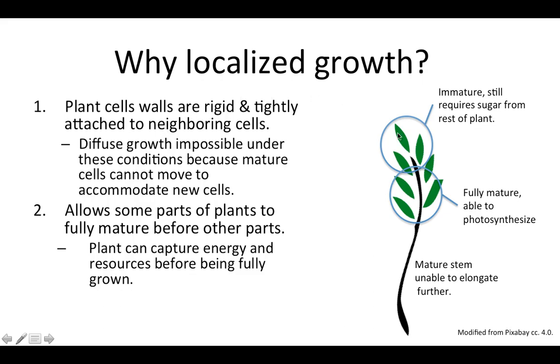This is the case especially in woody tissue, like we would get in many stems, and it's also true in much of the root. An advantage of localized growth is that it allows some parts of the plant to fully mature before the other parts have done so.